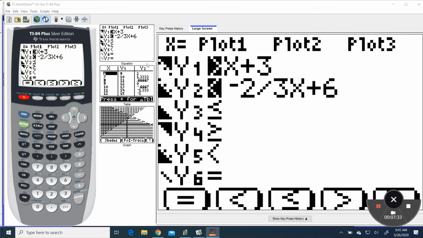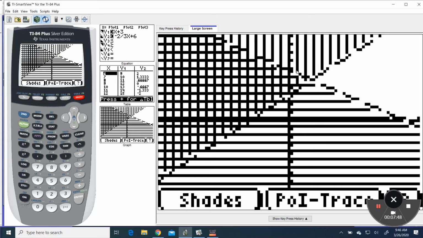So I changed calculator model so you can see y is greater than x plus 3, y is less than negative 2/3 x plus 6. Not quite as clear as the other model, but anyways, this is how you'll type yours in, and you'll hit graph, and it'll graph it for you. But realize this is the only area where both of them are shaded. So that's why this is the solution to what we're looking for.